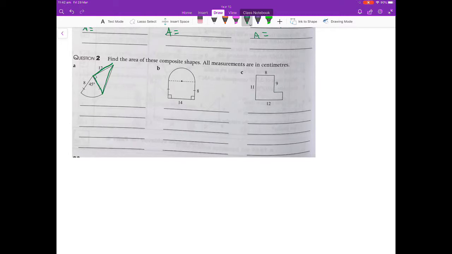For A, we've got a triangle and a sector. Let's start with our triangle. 12 as one side, 8 as the other. Our half b h. Chucking the numbers in. And again, calculator or some mental maths will get you to the end there.